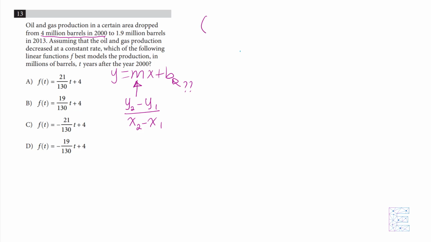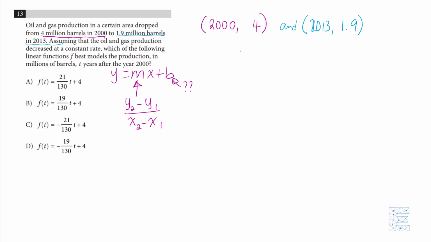So here's how we can write this out. We know that in the year 2000, we had 4 million barrels. And then if you read further, you'll find more information. It says there were 1.9 million barrels in 2013. So that's our second ordered pair. The other one would be in 2013, we had 1.9 million barrels.